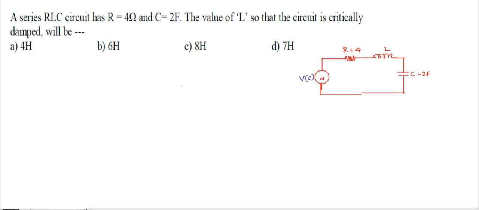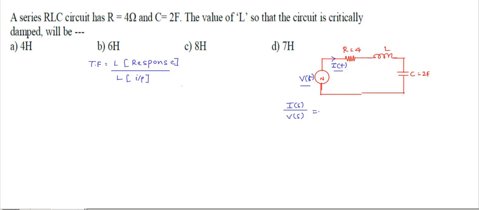If I have a supply voltage v(t) and a response i(t), we know from control systems that the transfer function is the Laplace transform of the response to the Laplace transform of the input. Here the input is v(t) and the response is i(t), so I want to find I(s) by V(s). If I find this, I get the transfer function. And he said that the circuit is critically damped.